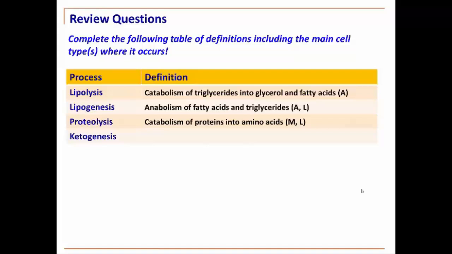Finally, ketogenesis is the anabolism, so the synthesis of ketones from fatty acids and some amino acids. Again, that takes place in the liver. And ketones are used during starvation. So when you starve yourself for too long, you start to form more and more ketones because your brain can use ketones as an energy source. So when you're really, really starved and you're producing lots of ketones, your brain can use about 50% ketones and about 50% glucose. So it still requires that glucose as an energy source, but it can also use these ketones.